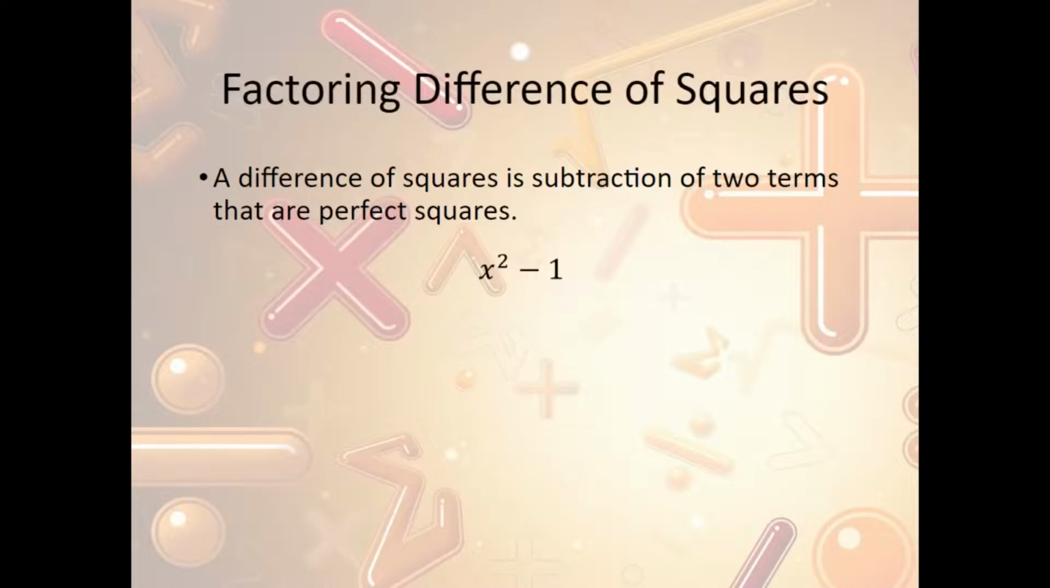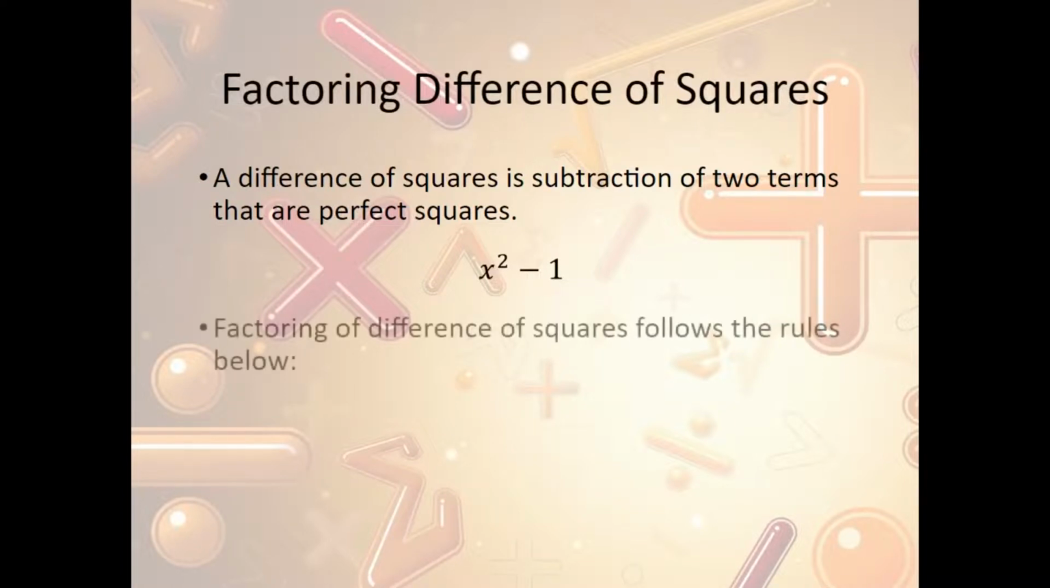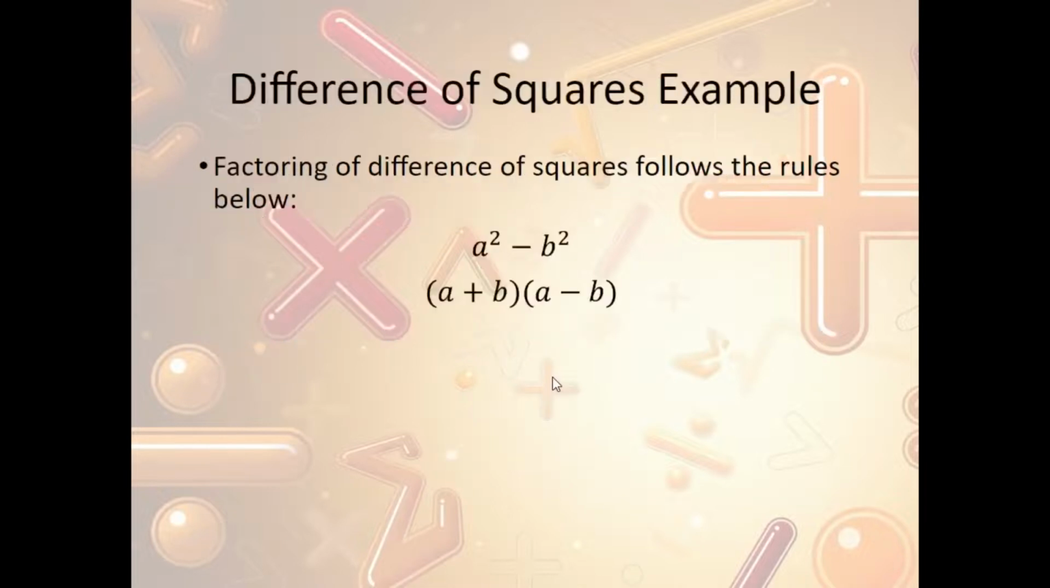So how do we factor a difference of squares? We're going to use the following method. Anytime we start with something like this, a number squared minus a number squared, it becomes a plus b times a minus b. Okay, so it's just something you have to memorize. So a squared minus b squared is equal to a plus b times a minus b. So let's look at an example.